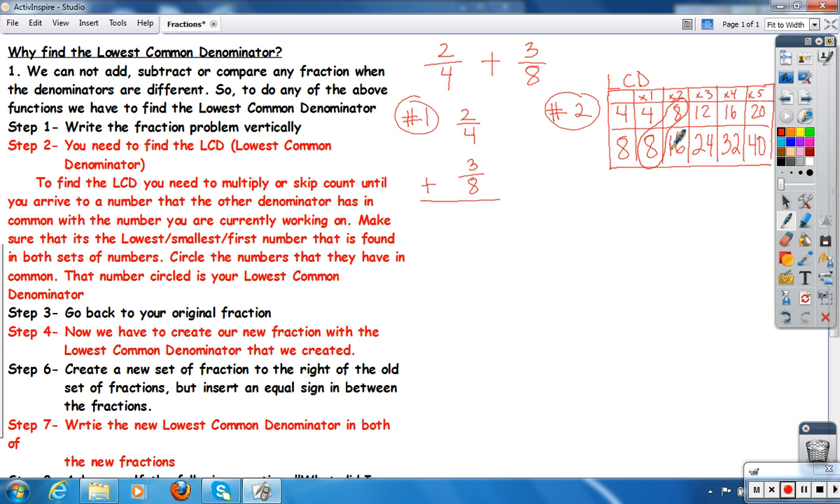It's not a denominator yet. We're about to make it a denominator. Okay? So we circle the numbers. Now, we're going to go back to the original fraction. But I'm going to start a new one just so that you see the progression of steps. So, step 3, I'm going to write the same problem out. 2/4 and 3/8.